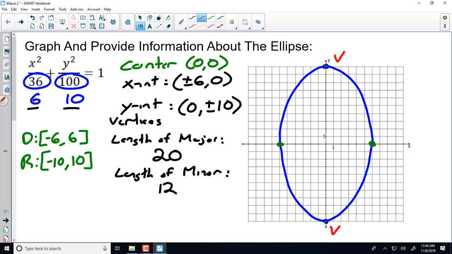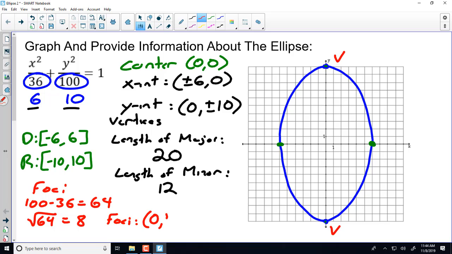So to find our foci, I will do bigger minus smaller, so 100 minus 36 gives me 64. And in this case, I actually know the square root of 64. It's not irrational, it's just 8. So the square root of 64 is equal to 8. So that means my foci are up and down 8 units. So my foci will be at 0, plus or minus 8.